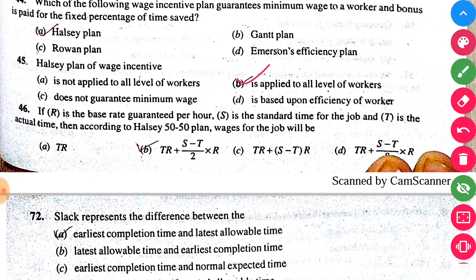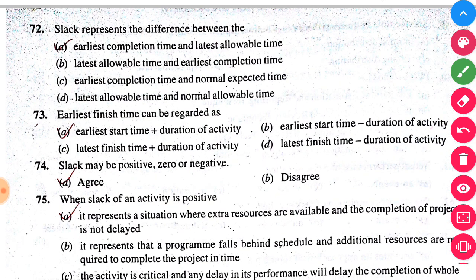R is the base rate guaranteed per hour, S is the standard time for the job, and T is the actual time. According to the Halsey 50-50 plan, the wages for the job will be TR plus (S minus T) upon 2 into R. B is the right answer.